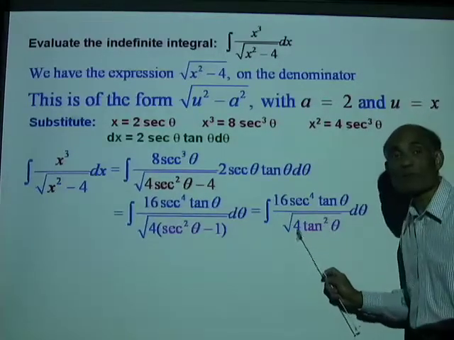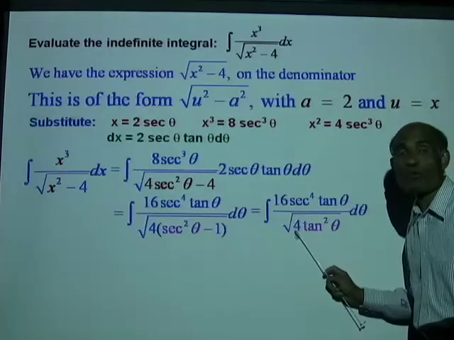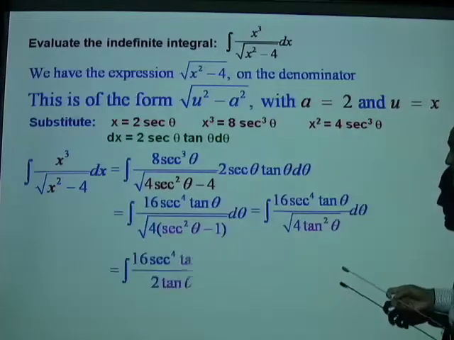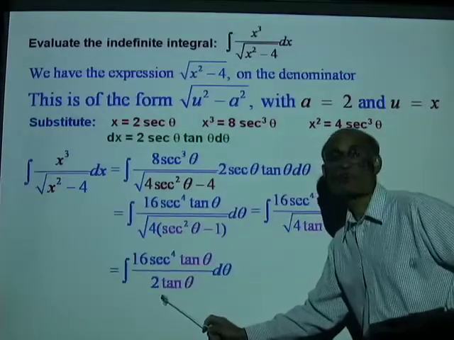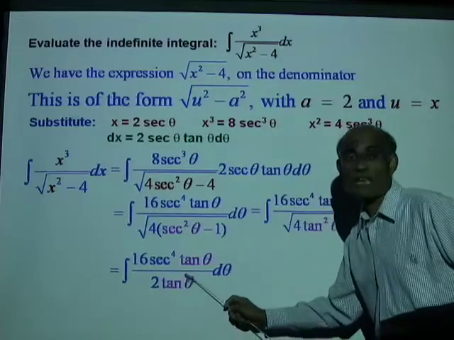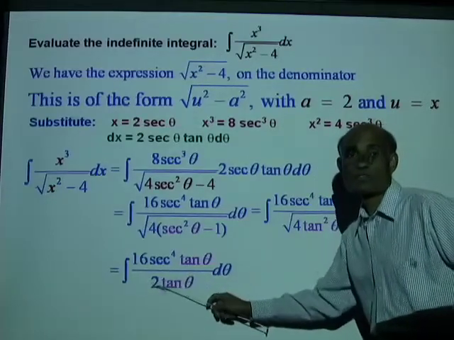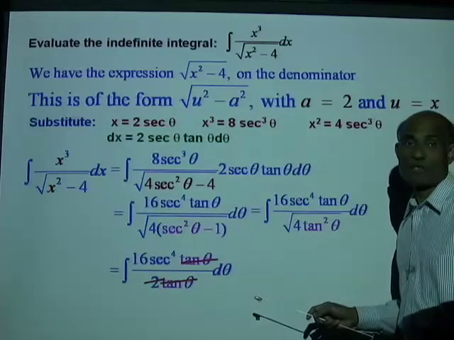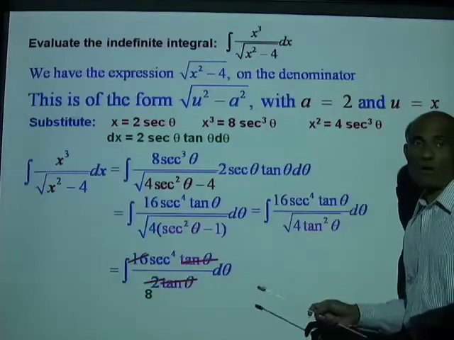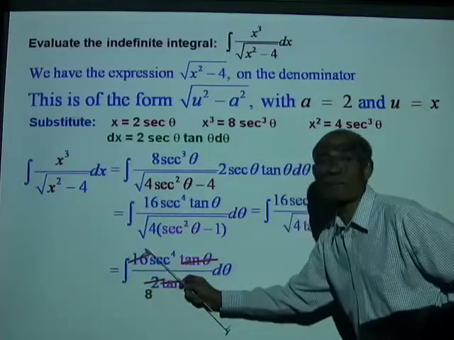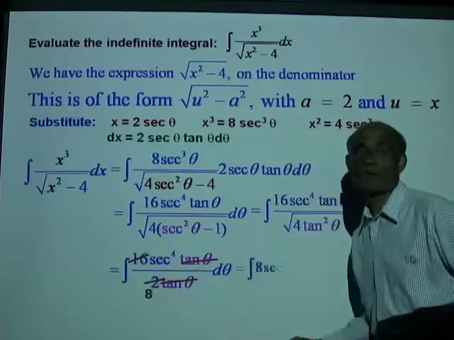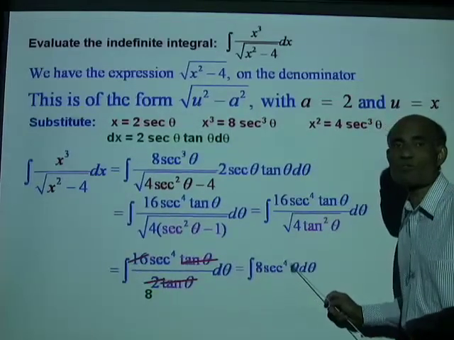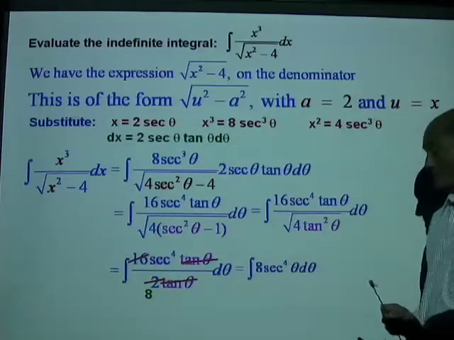What is our next step? Well, square root of 4 tan squared theta is 2 tan theta. That is what we do in the next step. And we have a tan theta, and a tan theta goes. 2 goes in 16 8 times. So let's do that. Uh-oh. That 8 must stay up there, not down here. Is that right? So that will be integral 8 secant to the power of 4 theta d theta.